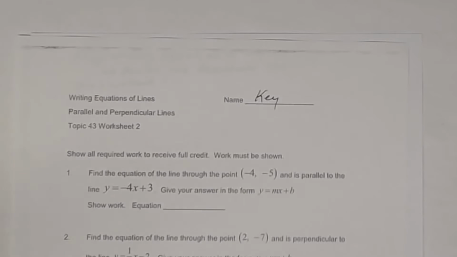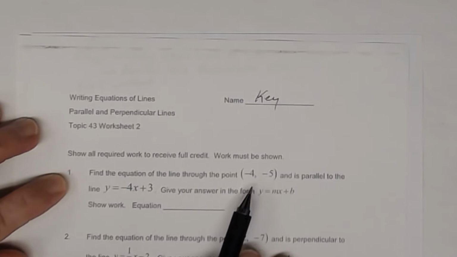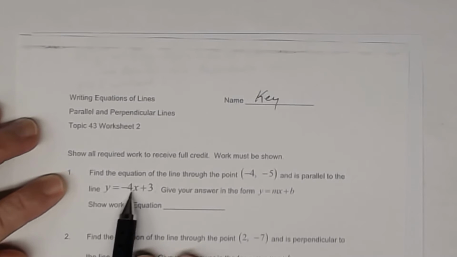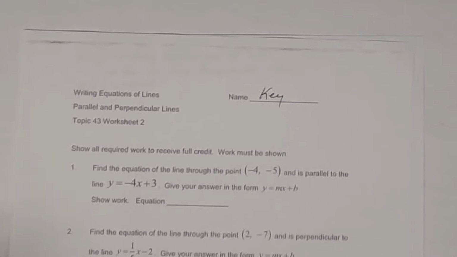This is a key to the worksheet on topic 43, worksheet 2, where you are asked to write equations of lines, and these equations of lines pertain to parallel and perpendicular lines. So in number 1, it says find the equation of the line that goes through the point -4, -5, and is parallel to this line that has this equation. And then you want to write your answer, your equation, in the form y equals mx plus b, which is slope-intercept form. So let's go ahead and take a look at number 1.